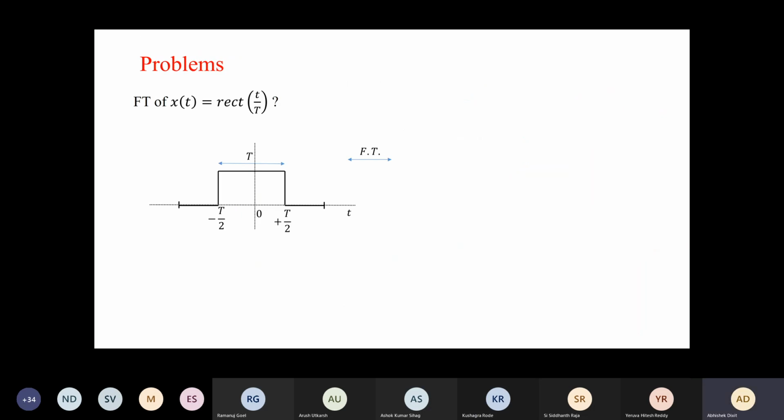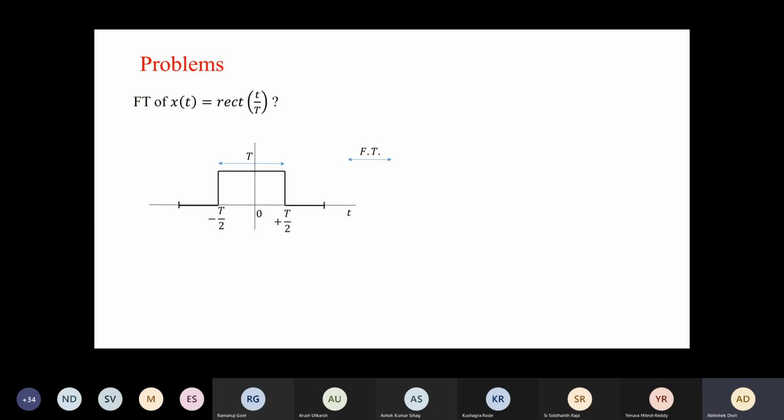Now let us try to find a simple problem. So today we will do a lot of Fourier transforms of different signals. So what is the Fourier transform of this function? Rect t by T. And in the course, I always assume the same definition of rectangular function. Everyone must know it. Sometimes even in question papers, I will skip this definition because it's so common. So you have to know this.